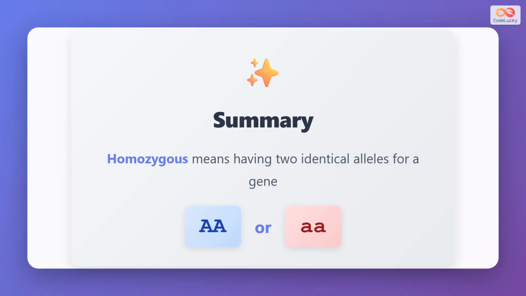To summarize, homozygous means having two identical alleles for a gene. An organism can be either homozygous dominant, represented as AA, or homozygous recessive, represented as lowercase aa. Understanding homozygous conditions helps us predict inheritance patterns and trait expression in offspring. This concept is foundational to the study of genetics and heredity.